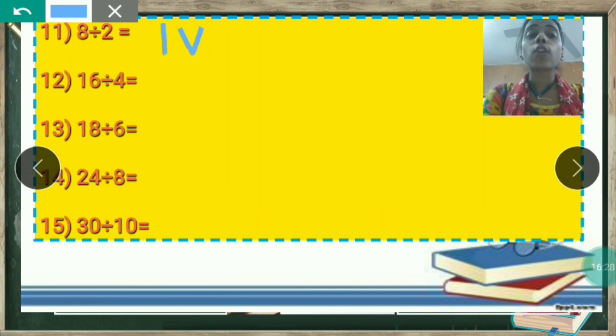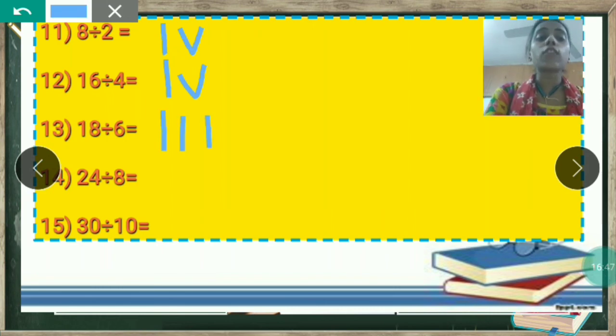16 divided by 4. How many times is 16 divisible by 4? So, 4 times it is divisible. 4 fours are 16. So, again I will write here I, V. Now, 18 divided by 6. How many times is 18 divisible by 6? 3 times. So, I will write here 3 in Roman.